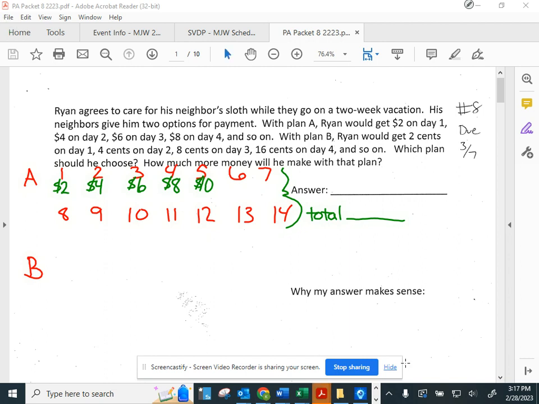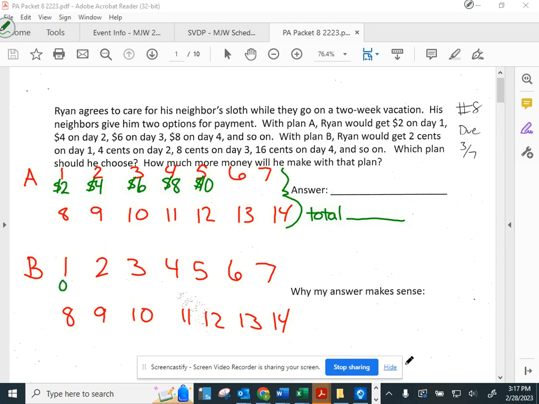Now let's look at plan B. We have 1, 2, 3, 4, 5, 6, 7, 8, 9, 10, 11, 12, 13, and 14. The first day he's only getting 2 cents. Second day he gets 4 cents. Then he gets 8 cents. So we're not just increasing by the same amount as we did up here. In plan A, he increased by $2 every day. But for plan B, he's multiplying by 2 every day.